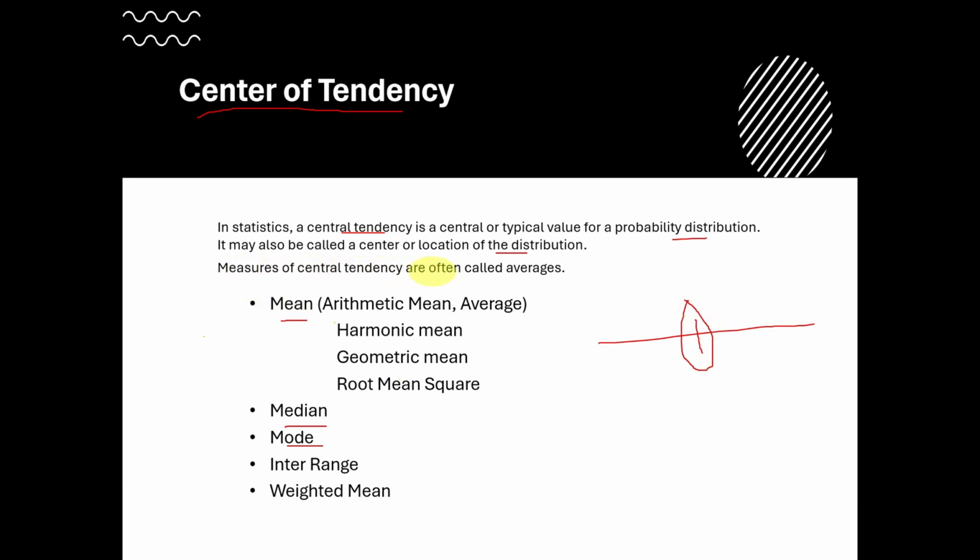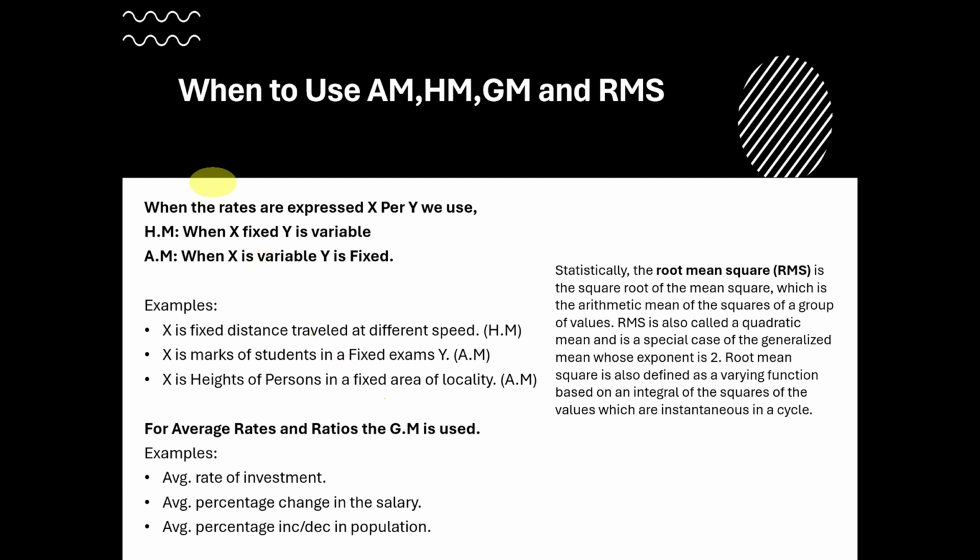Measures of central tendency are often called averages. Now, averages is mean, and mean is divided into harmonic mean, geometric mean, root mean square. Now let's understand all three of them in detail. So let's learn first what and when to use harmonic mean, arithmetic mean, geometric mean, and RMS. You will get loads of MCQs on this topic.